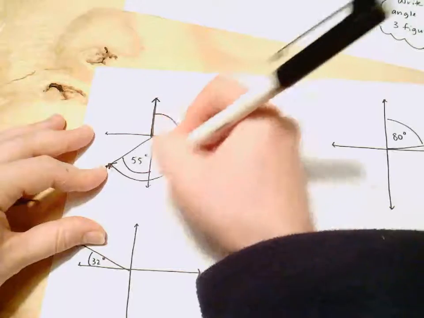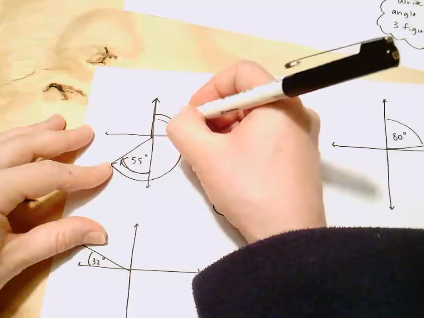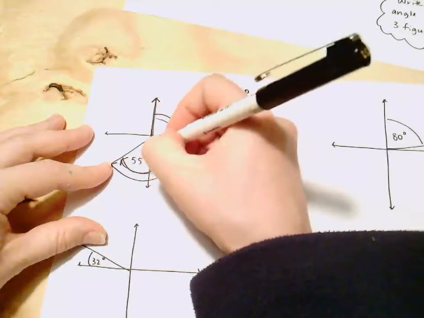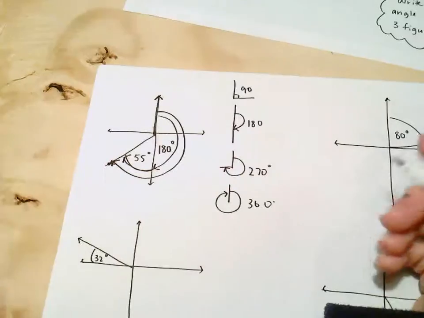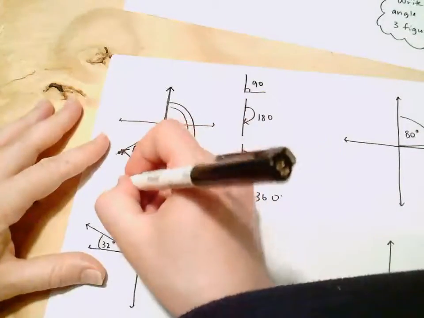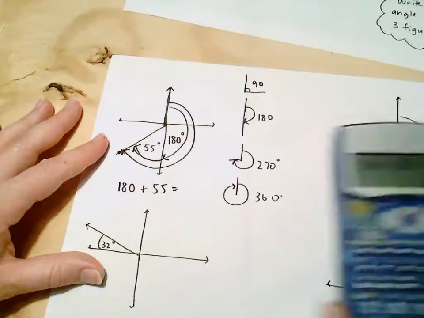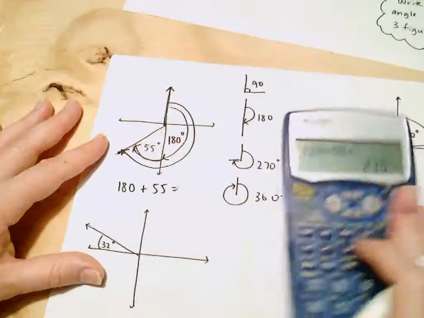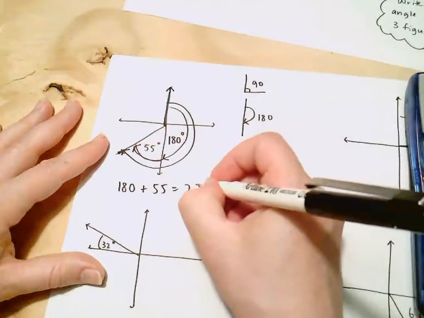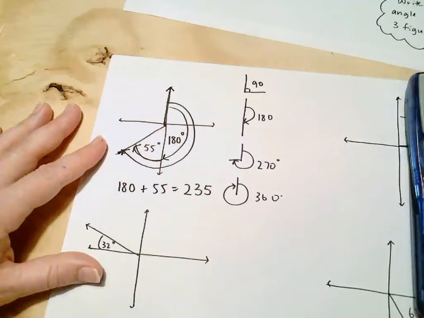So here I'm going to say, okay, I'm measuring to here. I'm told that this bit's 55. I need to do this bit, and since it's a straight line, it'll be 180. So my total true bearing will be 180 plus that extra 55, 235. So my true bearing there is 235 degrees.